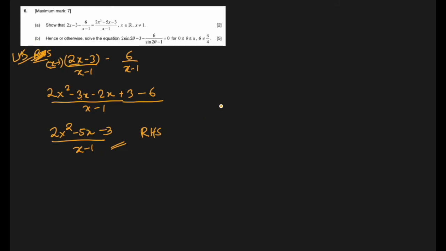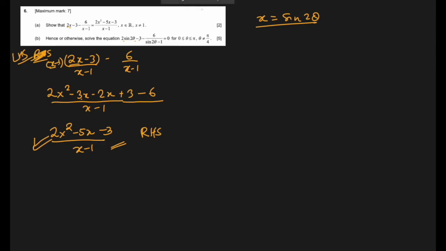Okay, B, hence or otherwise, solve the equation 2 sine 2 theta and so on. So let's compare. Is this matching? 2x becomes 2 sine 2 theta, minus 3, minus 6 over sine 2 theta. So x is actually sine 2 theta. X has been replaced by sine 2 theta, and that's how we can write it like this.